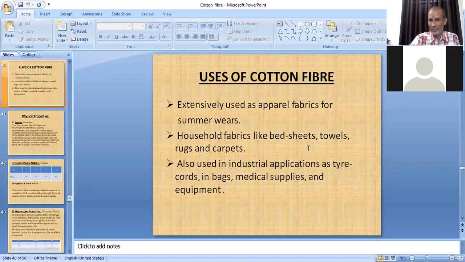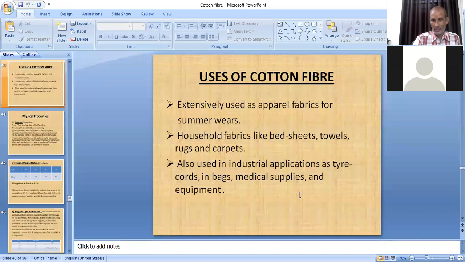Household fabrics like bed sheets, towels, rugs, and carpets, we use cotton fiber. Also used for industrial applications like tire cords industry, to form bags, medical supplies, and equipments. So cotton has a very wide use at different places. For apparels, meaning clothing purposes, for household, bed sheets, towels, rugs, and carpets, and it also has industrial applications. So these are the uses of cotton fibers.